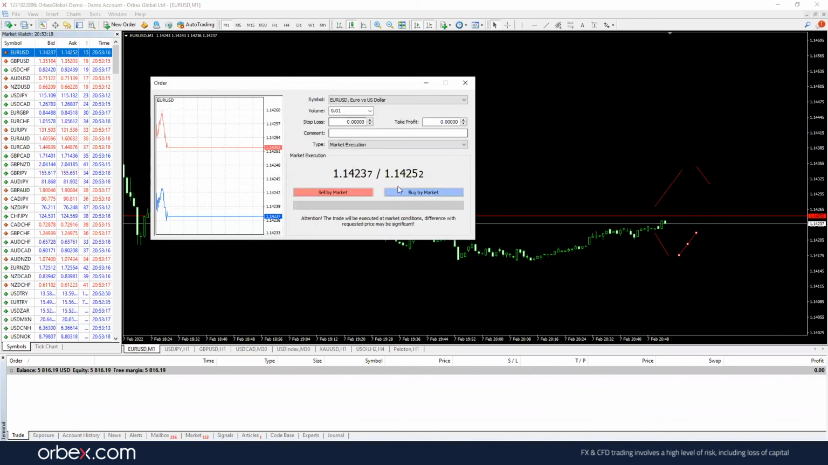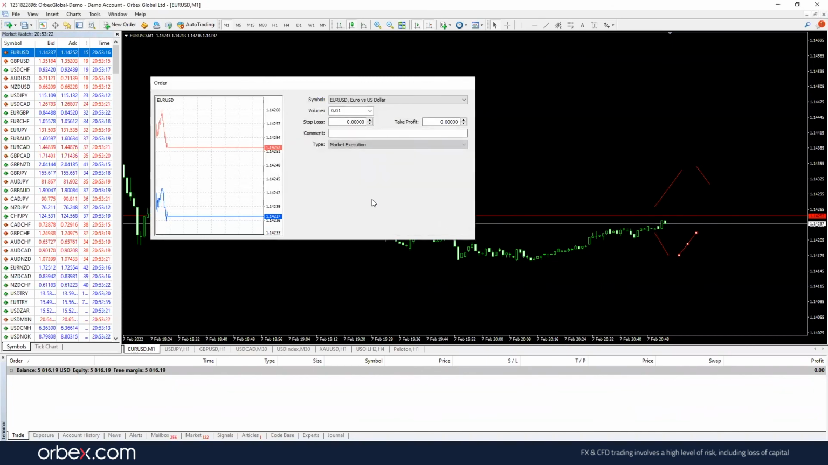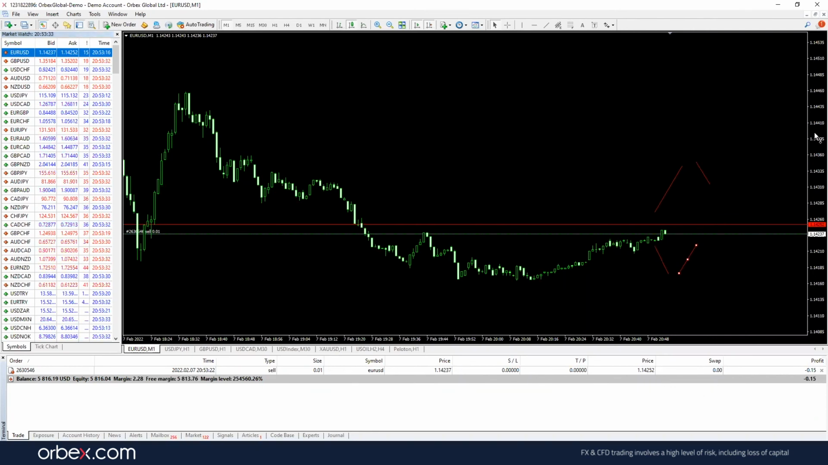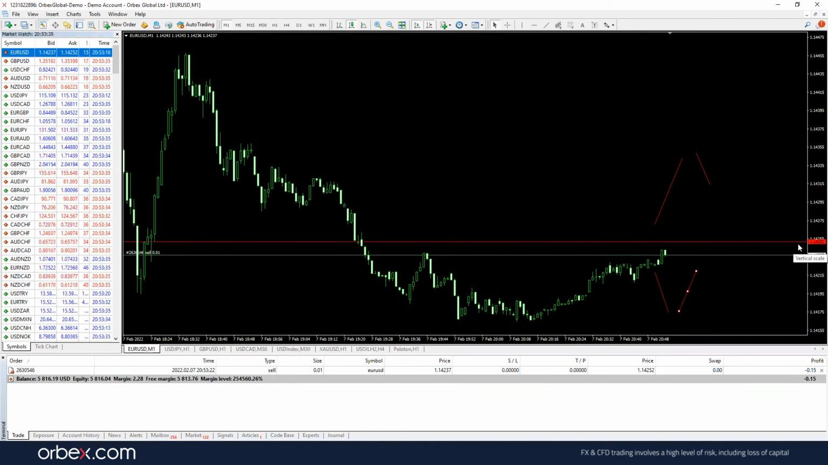I'll open a micro lot and I'm going to sell, because I'm going to open at the bid and close at the ask. When I close the trade, it's going to close me at 114.25. And I didn't understand that because there is no 114.25 price at the moment. The price is here, but it's the ask price.